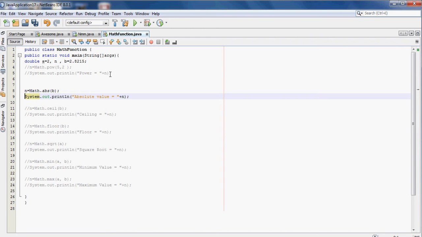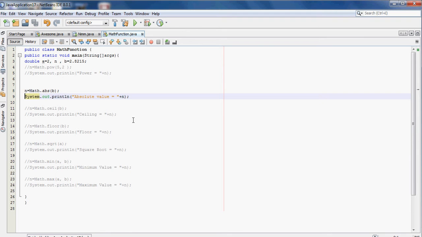Absolute value. Absolute value is none other than modulus. So if the number you give is 8.2343, the value it prints is 8.2343. So here the number I want to make it as an absolute value is 2.8215. Let's see how it performs.